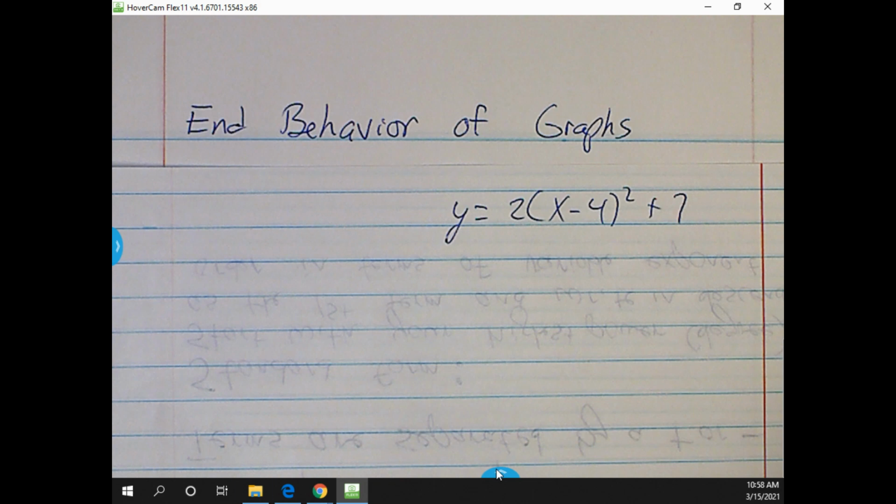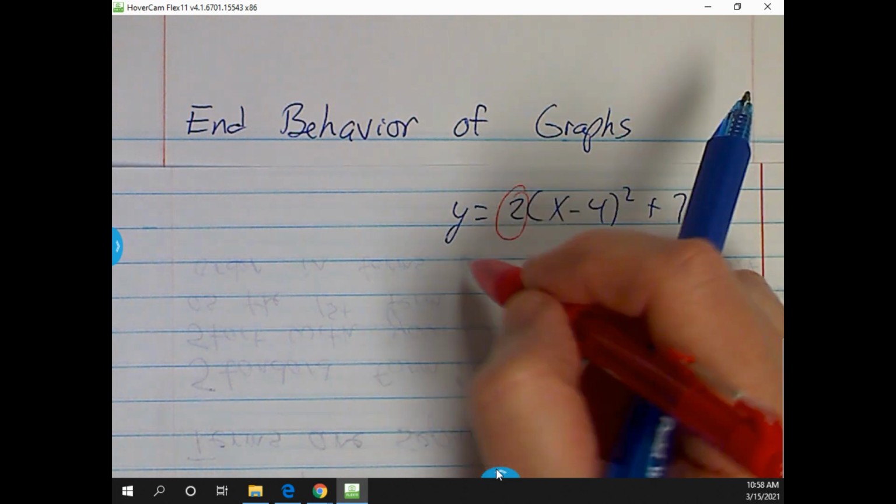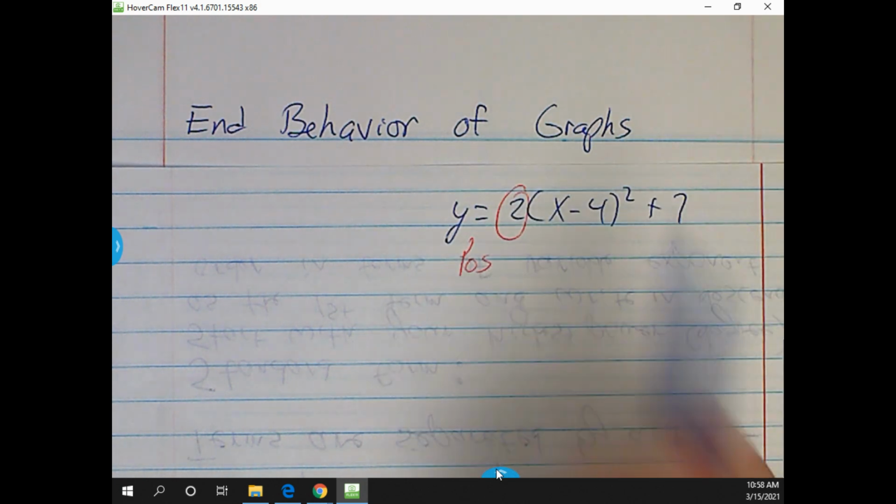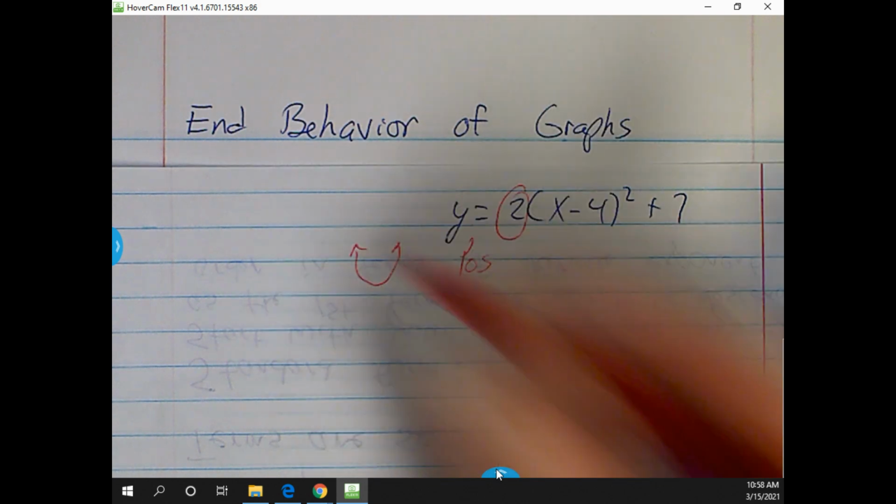All right, how do we know what the direction of this graph is going to be? Which way do we know it opens? And how do we know that? Yeah, because this number was positive, right? And we said if this A value was positive, we knew that it had to do something like this, right?